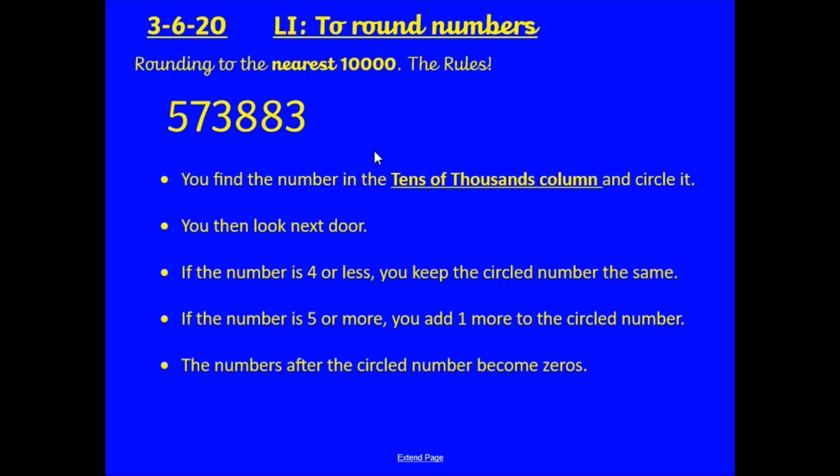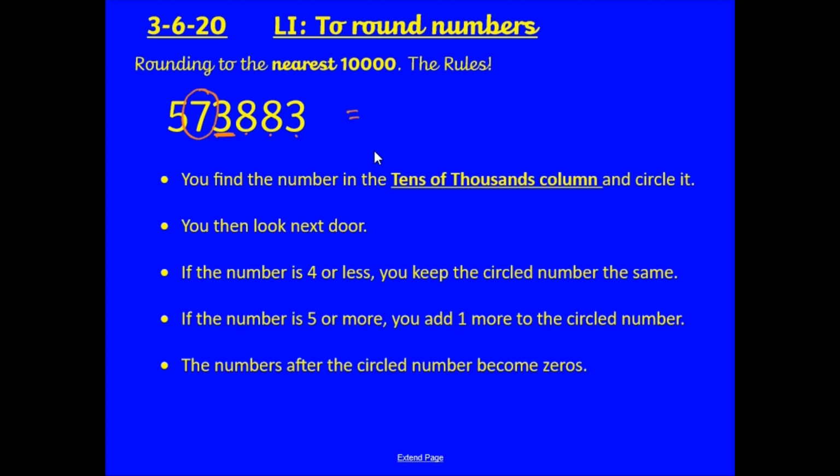Same rules apply even when looking at 10,000. So round this number to the nearest 10,000. Exactly same rules apply. So I'm going to look straight away for the tens of thousands. So I've got units, tens, hundreds, thousands, and I've got tens of thousands. So I circle my number because this is the number I'm looking at. I look next door. It's a 3. So the number in the circle will stay the same.